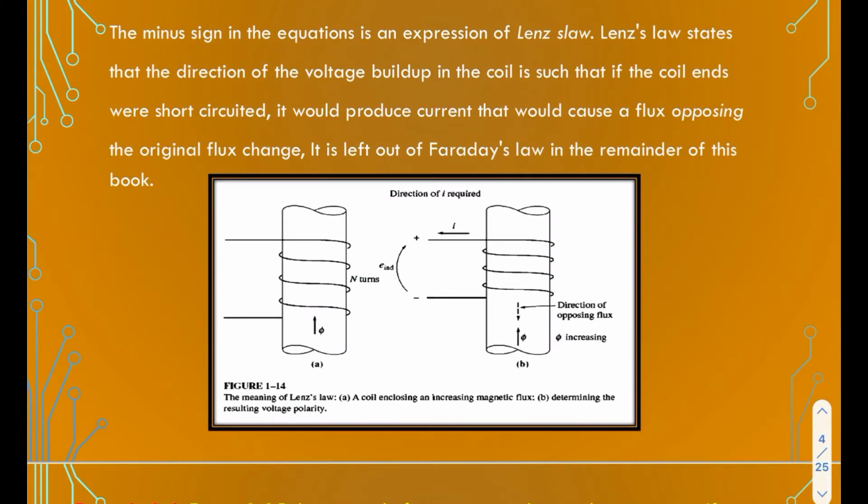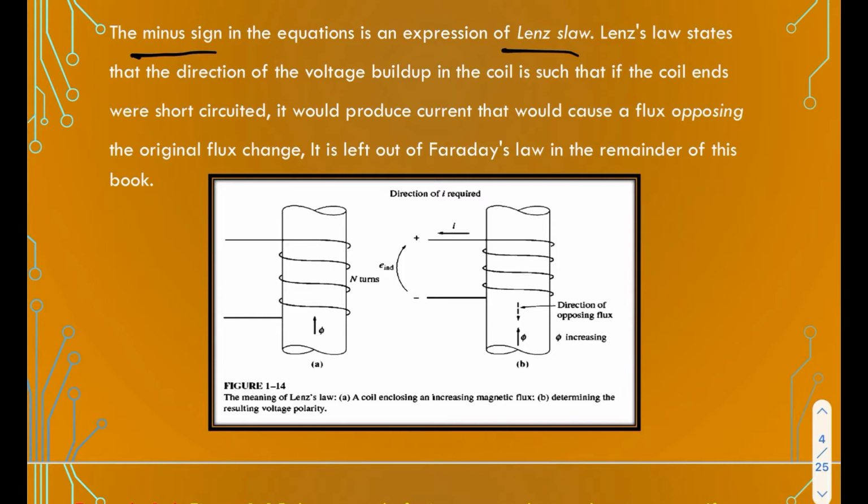The minus sign in the equations is an expression of Lenz's law. Lenz's law states that the direction of the voltage built up in the coil is such that if the coil ends were short circuited, it would produce current that would cause a flux opposing the original flux change. It is left out of Faraday's law in the remainder of this book.